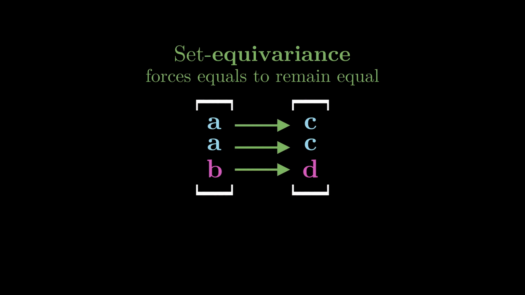How do we solve this? As a reminder, the key difference between multisets and sets is whether duplicate elements are allowed or not. So, we want a new property that is still related to the traditional set-equivariance, but it should do something different about these multiple equal elements. And that's exactly what this video is about.